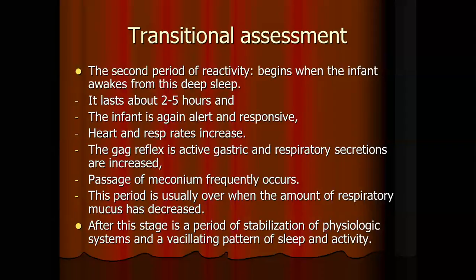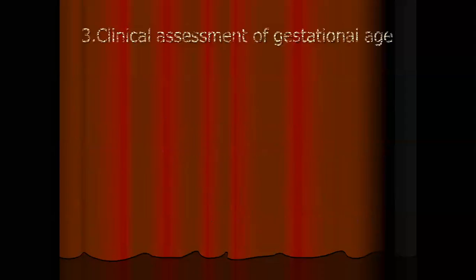This is about the transitional assessment. In the first cycle the child is active, dry and feeding, and after that the child goes to sleep. This takes about 5 to 6 hours. Then the child comes to the second stage of reactivity, waking up from the sleep cycle and becoming active once again. Here there is a possibility of passing meconium, which indicates the child has physiologically adjusted to the process.